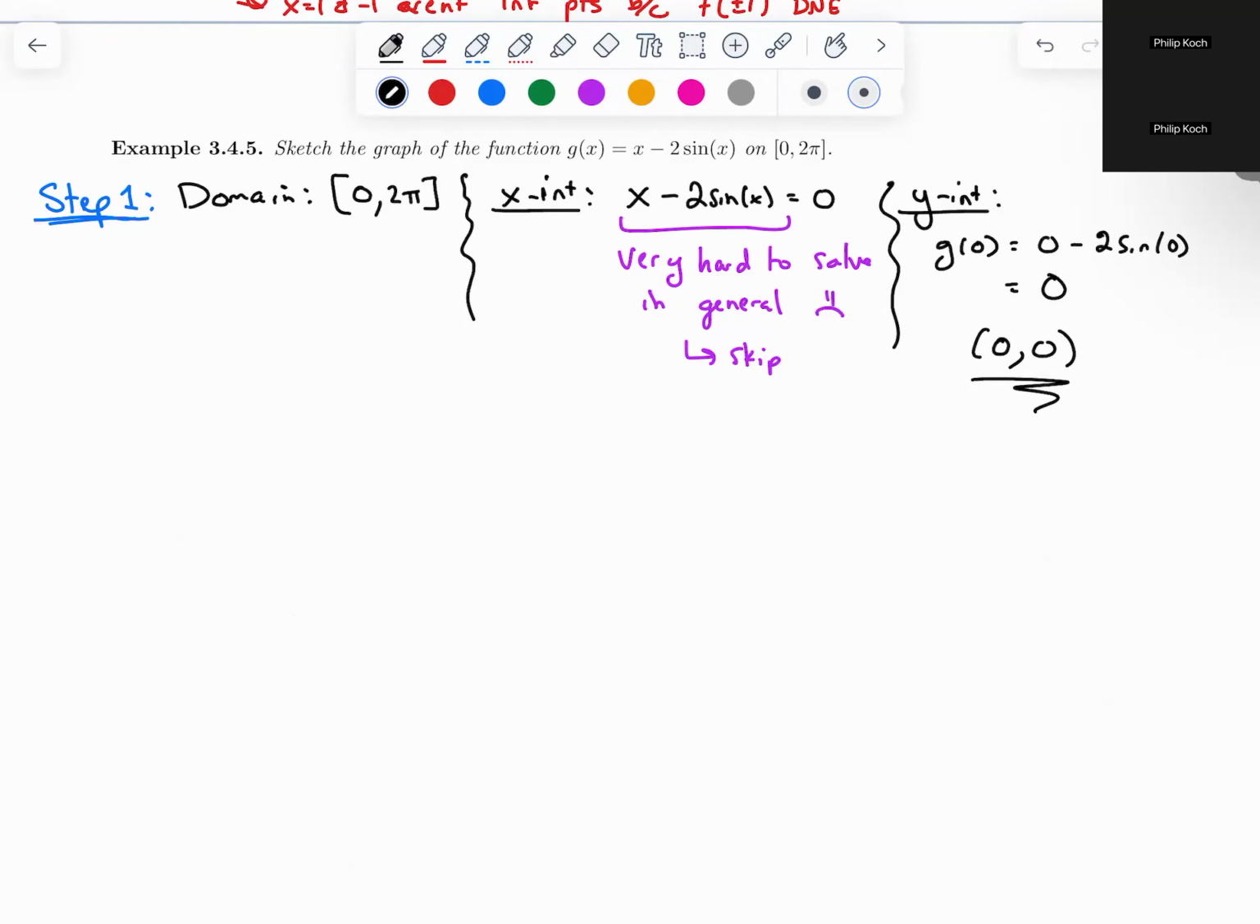Otherwise, it's very difficult. That's basically it. There are no vertical asymptotes. There's no slope really to look for because it's not necessarily a line. So there's nothing else that we can really find. So we'll move on to step 2.